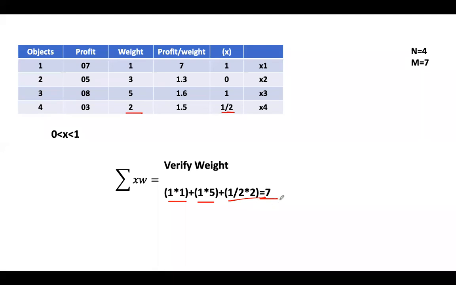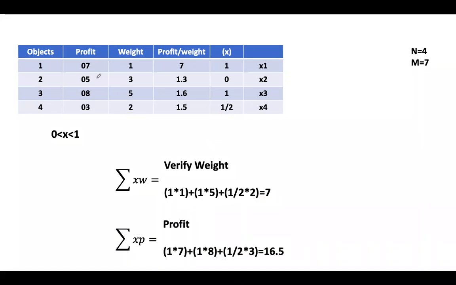Next thing is, you have to calculate the profit. What is the total profit you got by considering these objects? How to calculate profit? See, amount of the object into profit, Xi into Pi. Summation of Xi into Pi. So first object, entire object you have taken, its profit is 7. So 1 into 7. Second object is 0, don't consider it. Third object, entire object you have taken, its profit is 8. Okay, 1 into 7 plus 1 into 8.